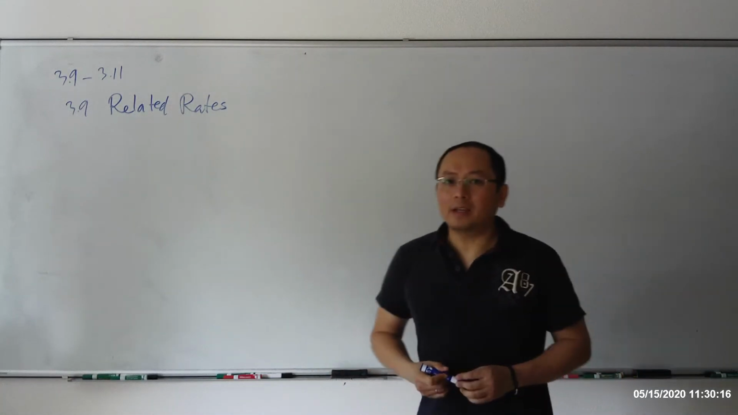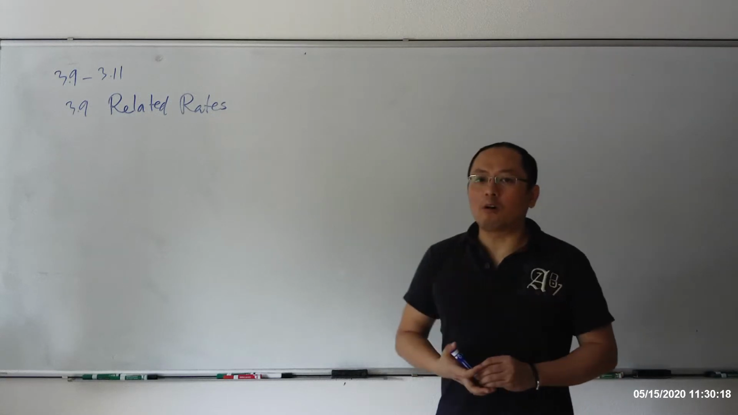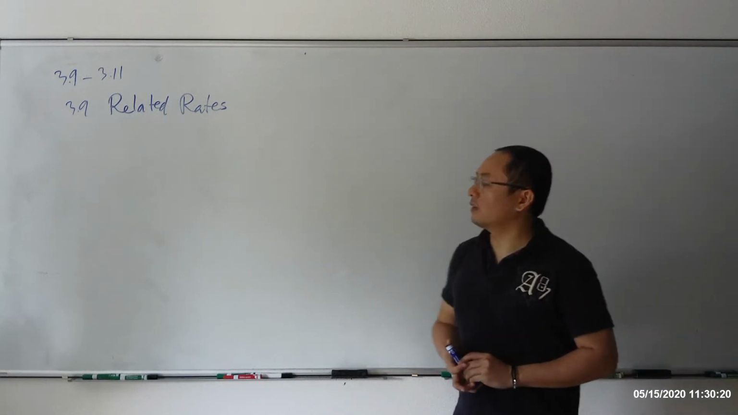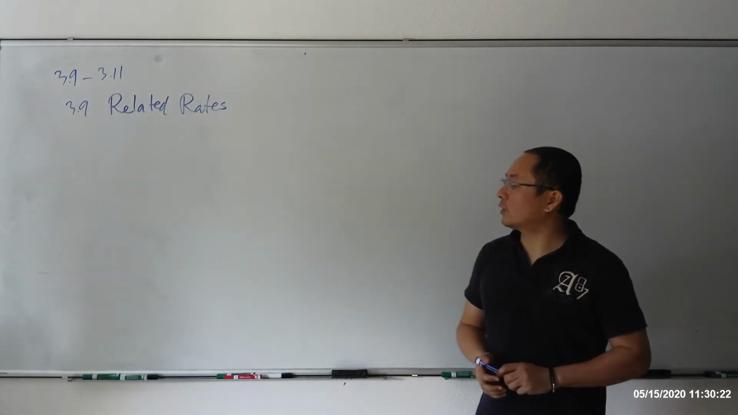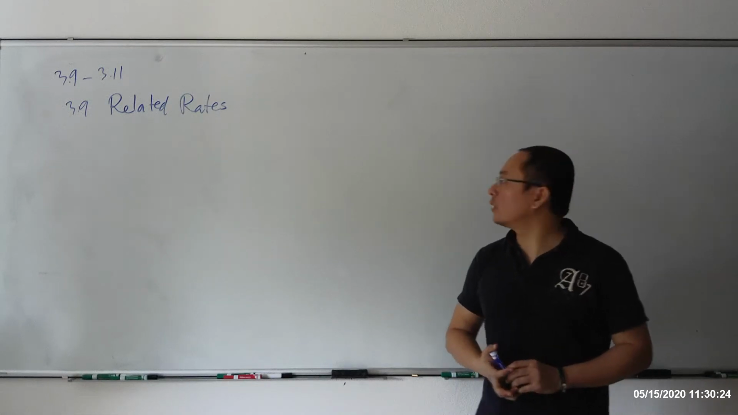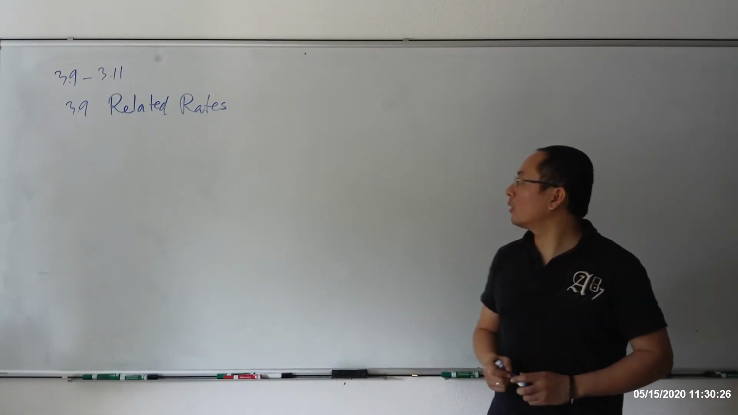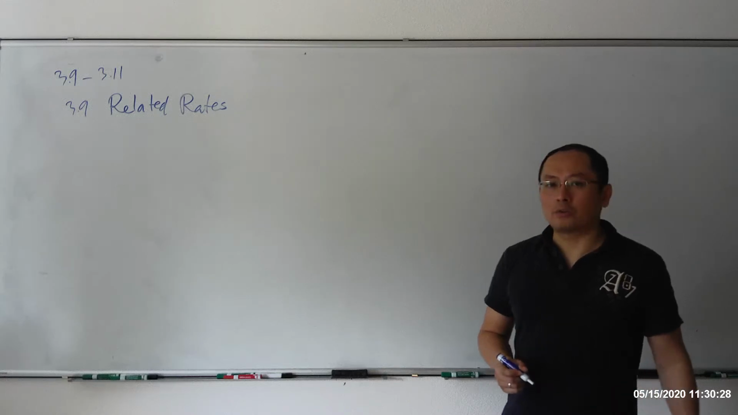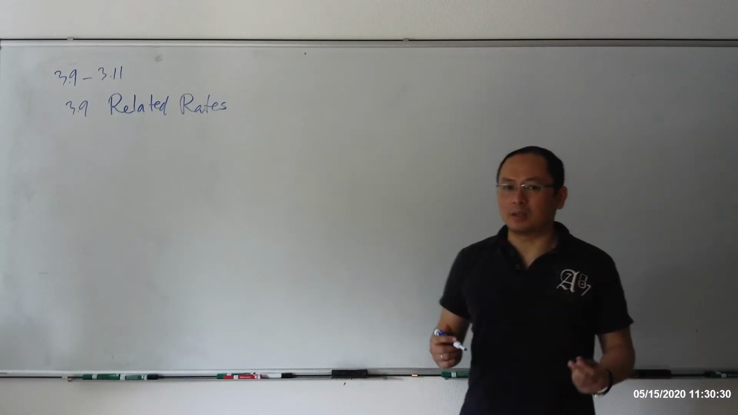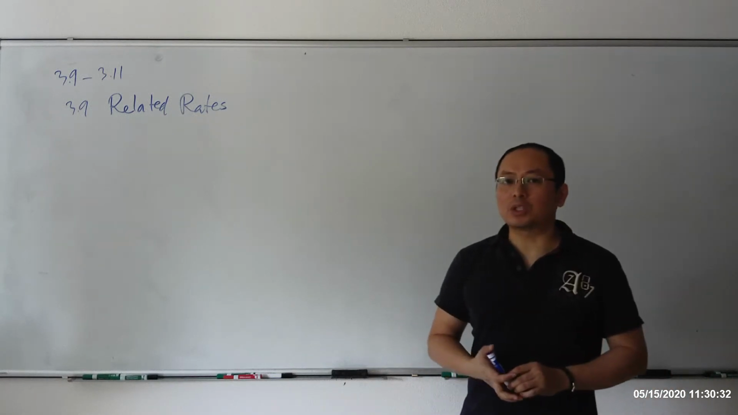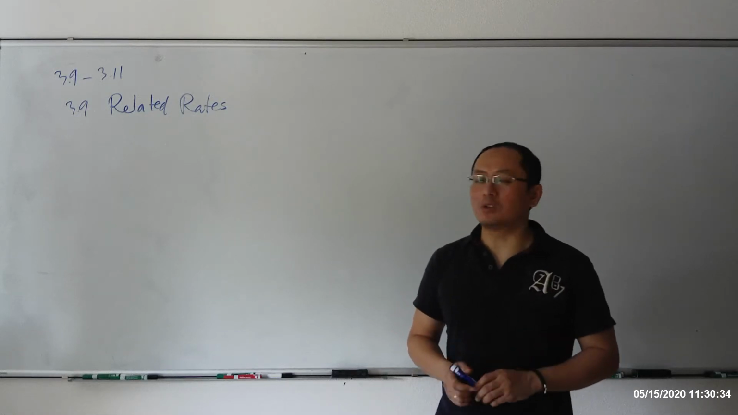Everyone, today in this video clip I'm going to go over three sections of our chapter 3: sections 3.9, 3.10, and 3.11. So let's start with 3.9. It's about related rates. It means the relationship between two rates of change of two variables.